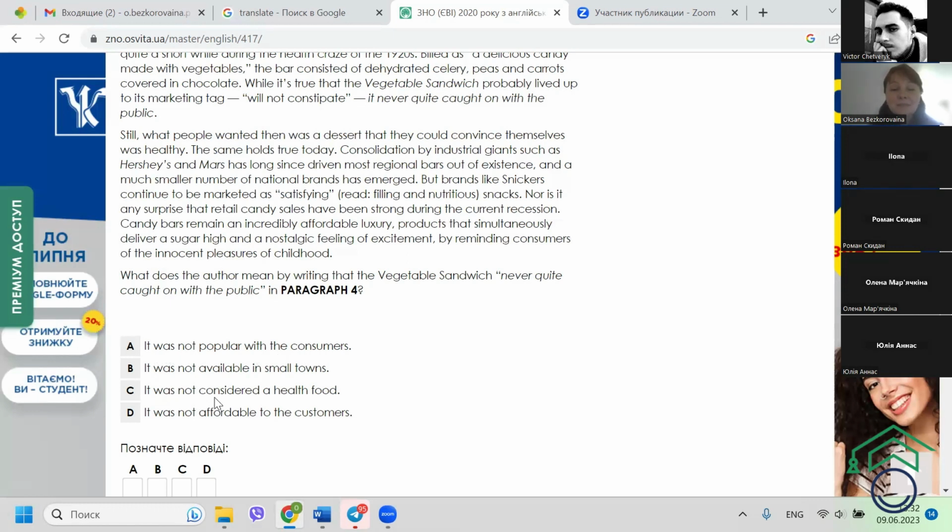It was not considered a health food. Він не розглядався як здорова їжа. Молодець. It was not affordable to the customers. Він не був доступним споживачам. Тобто it was too expensive for the customers to buy. Yeah? It was not affordable. Він не був доступним за ціною. Да. Paragraph 4. Да? Виключно відповідь буде у paragraph 4.